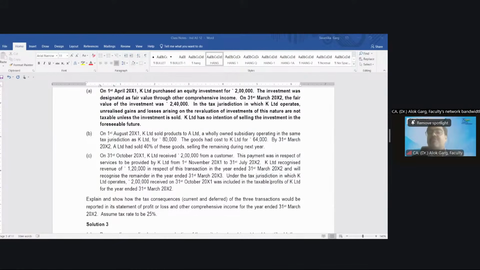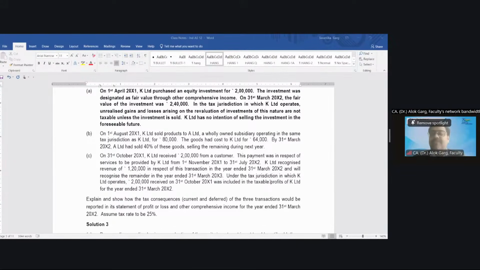The intra-group elimination will happen, right? If the parent has sold goods to the subsidiary, the receivable, payable, income and expense, will these be eliminated or not? This has to be eliminated now. It will be eliminated, right? Yes or no, give me the answer. Yes, sir. Elimination has to happen between the parent and the subsidiary.